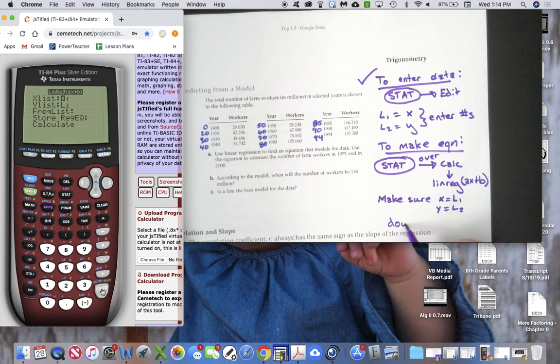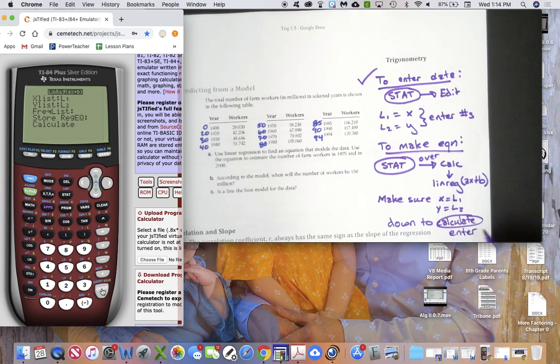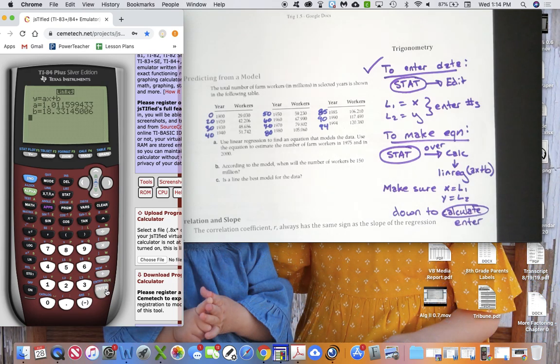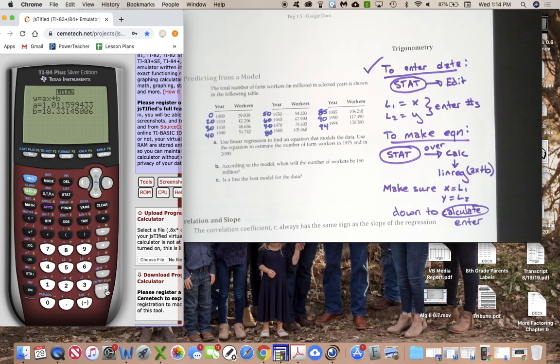Down to calculate, hit enter. That's all you need to do. Yes? Beautiful. What about your window?